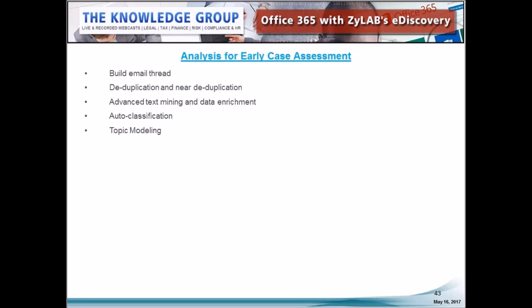We can build email threads. We can also find which emails are missing. So if certain custodians have deleted emails, we will show it in the thread. We do deduplication in a variety of different manners, using metadata, text, any variation you can imagine. We can also do near deduplication. We can do advanced text mining and data enrichment to allow for semantic organization and extraction. And then we can do auto classification and topic modeling, all of this information.